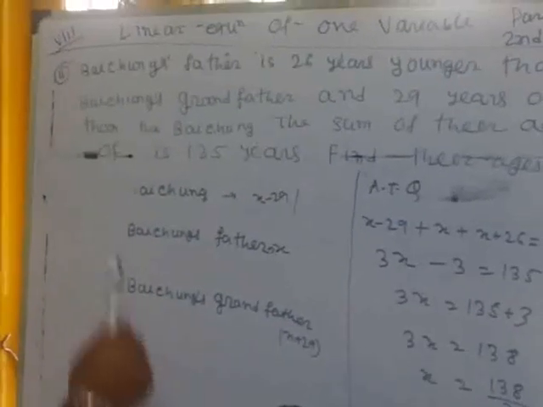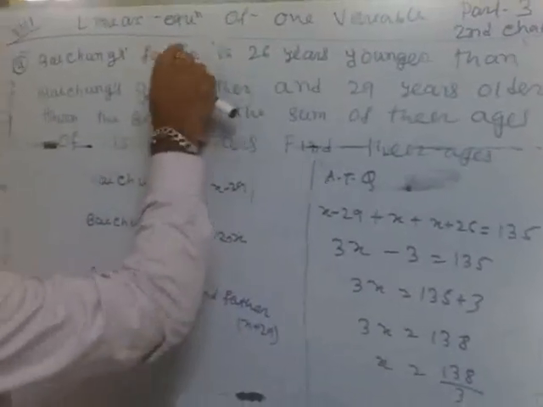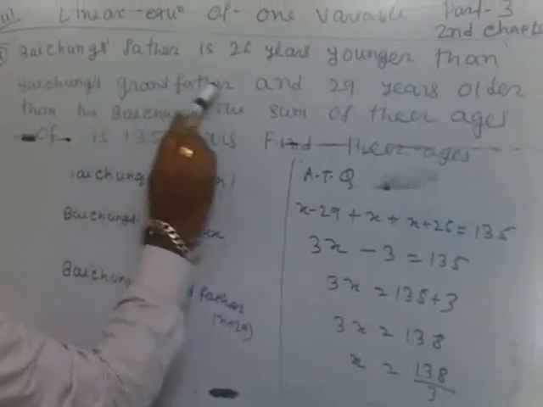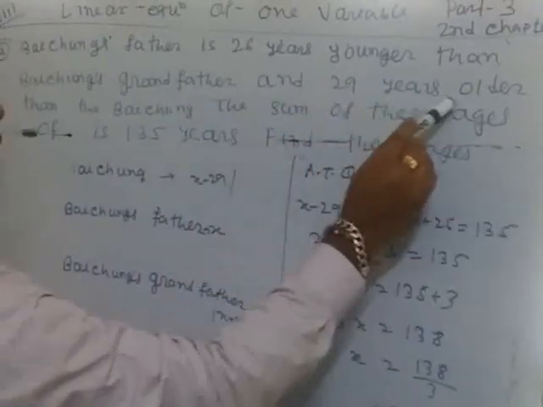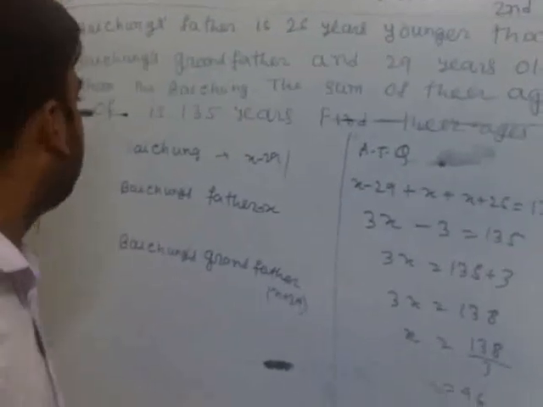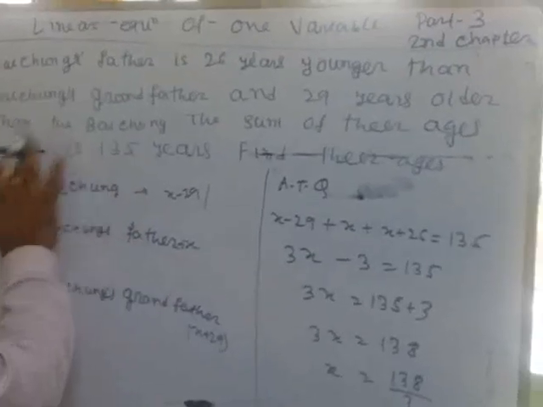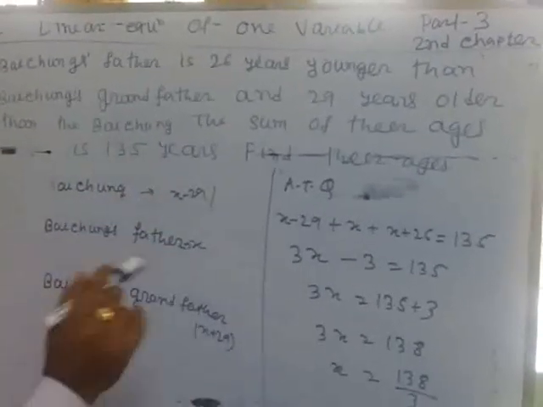In question number 11, Baichung's father is 26 years younger than Baichung's grandfather and 29 years older than Baichung. The sum of their ages is 135 years. Find their ages.